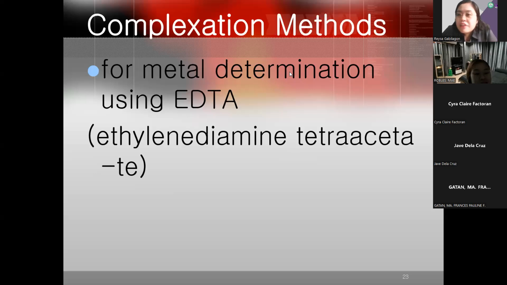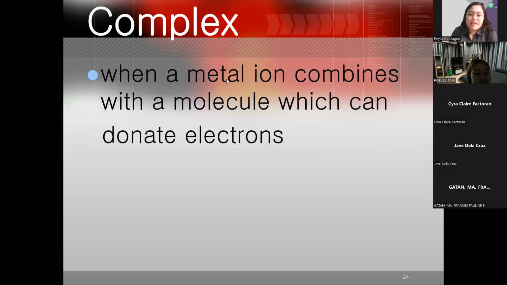Now, let's move on to the complexation methods class. So, asa nato ginagamit ang complexation methods? We use this for metal determination, okay? So, we are concentrating here sa metals for our complexation method, and we use EDTA as the titrant, okay? We only have EDTA here as the titrant, the ethylene diamine tetraacetate. That's the meaning of the EDTA.